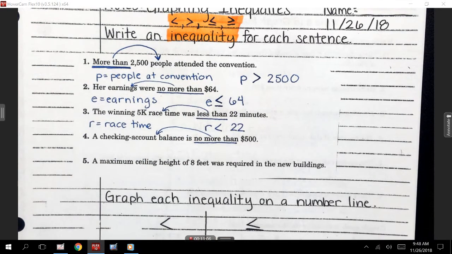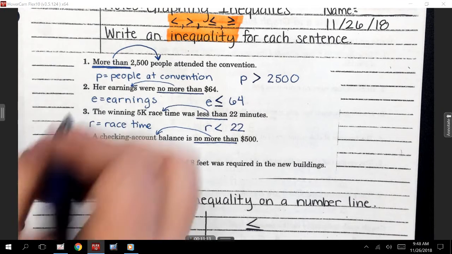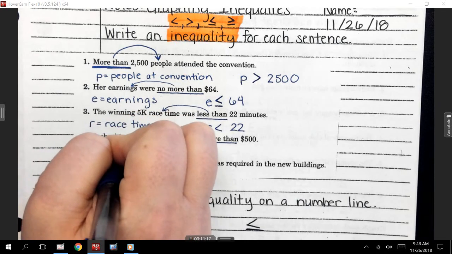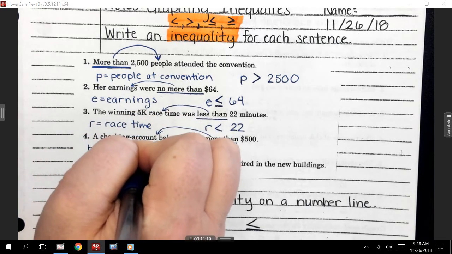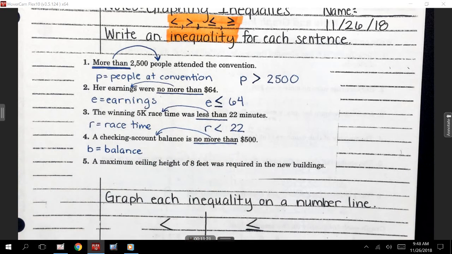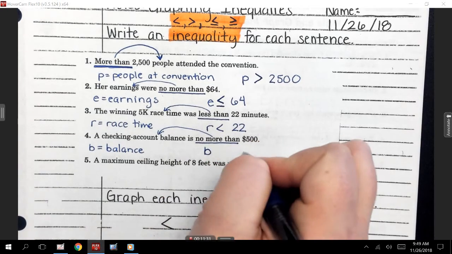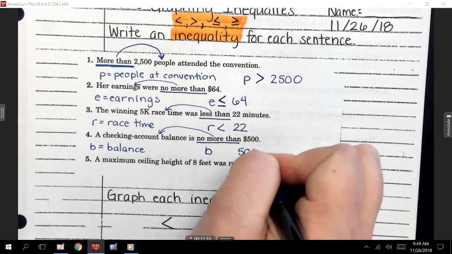In some of my classes, we've done C for checking account balance. In another class, we did A for account balance. In my last class, we said B for balance. I'm okay with any of those options: C, checking account balance; A, account balance; or B for balance. So I have my variable, and then I have my number, which was 500.